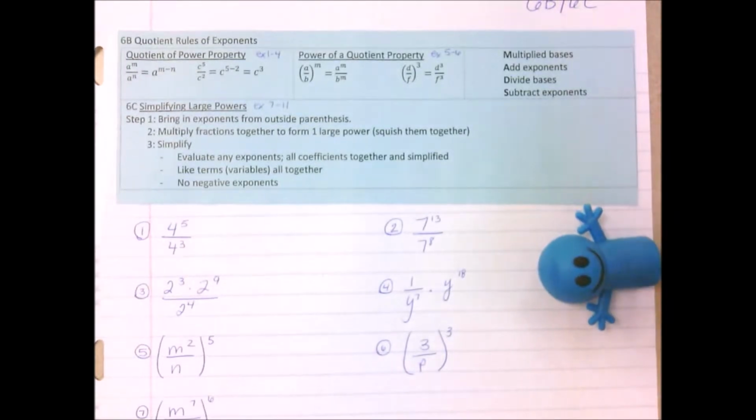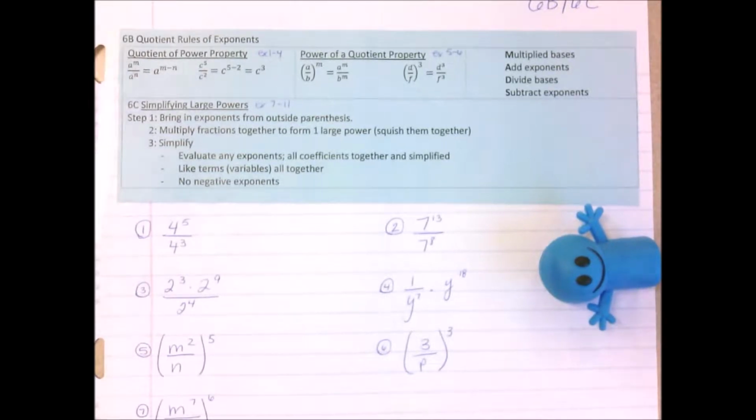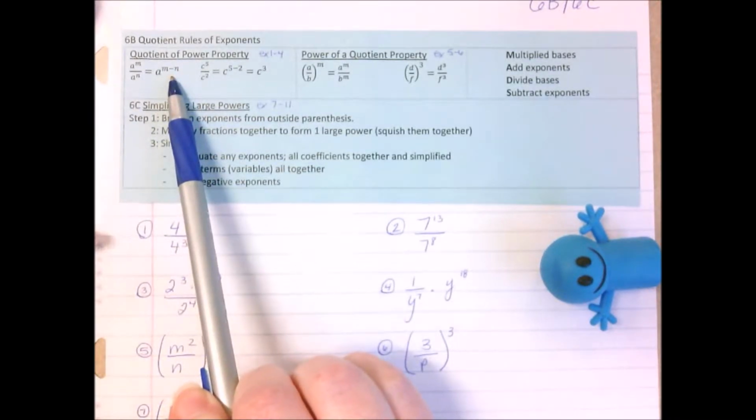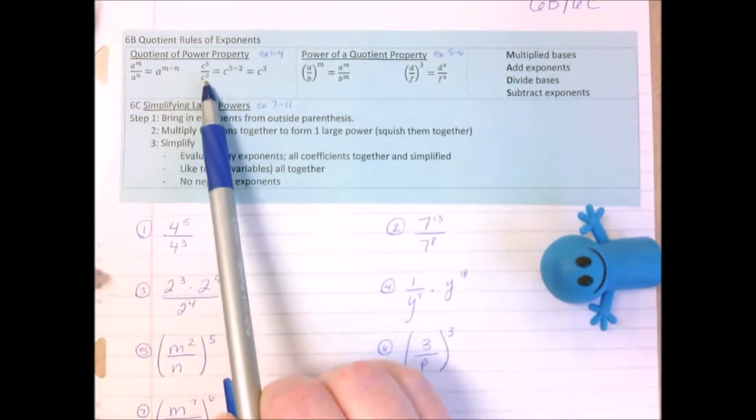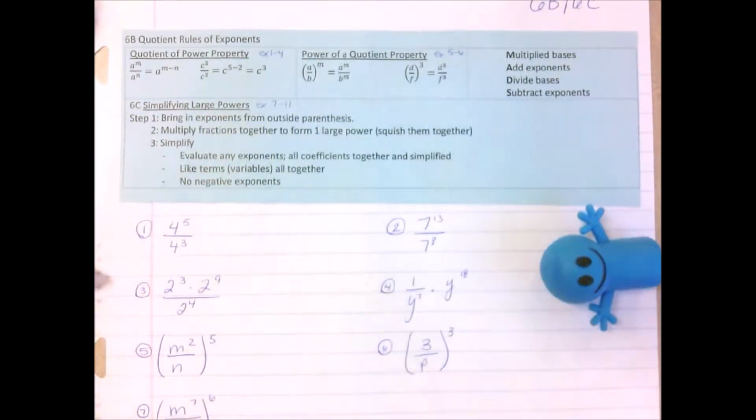Our quotient of powers property is the first one we're going to look at, and that's when we have two bases that are the same with different exponents. We can subtract their exponents, and that will give us our answer. For instance, if I have c to the fifth over c to the second, I can do c to the 5 minus 2, which simplifies to c to the third. Just like the multiplication rule, it only works when you have the same bases.